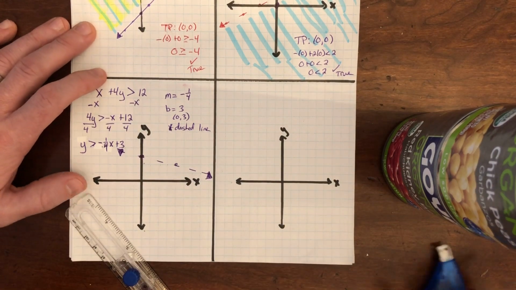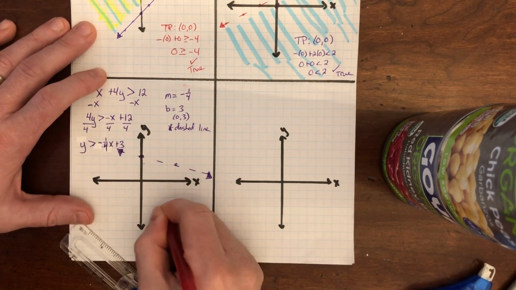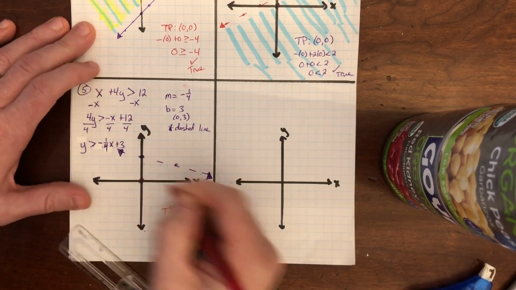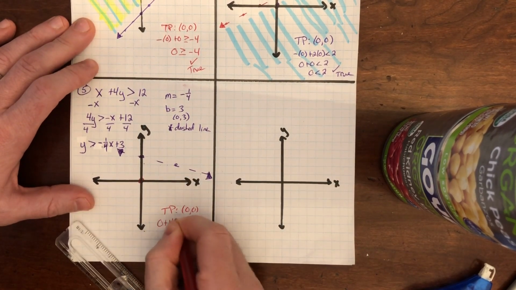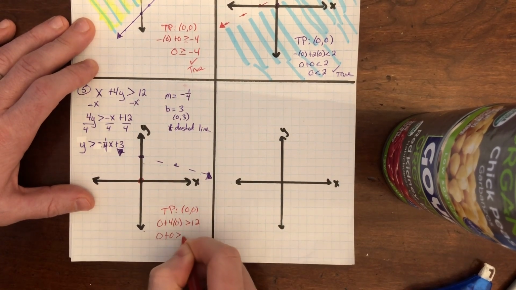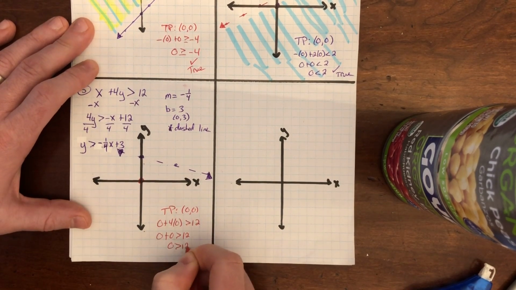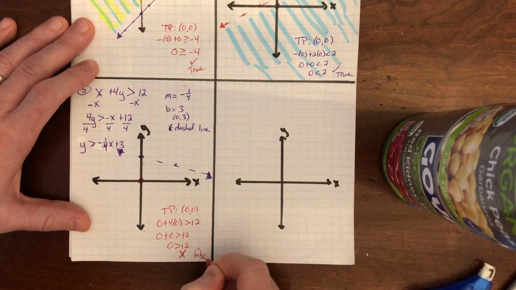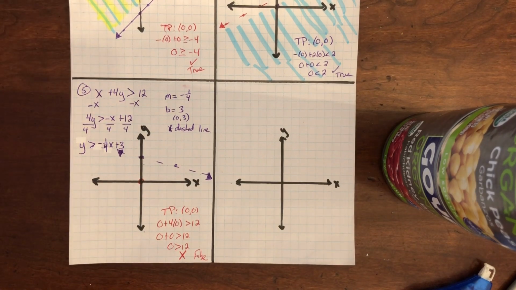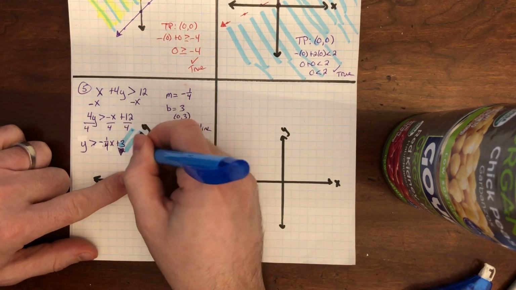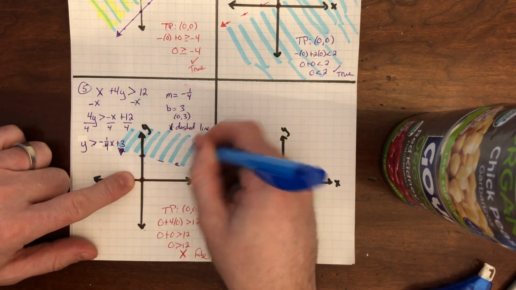All right, so now once again, what we need to do is pick our test point, which is 0, 0. Now we'd say 0 plus 4 times 0 is greater than 12. Is 0 greater than 12? No, this is not true. Or we can also say it is false. So we're going to shade the opposite region. This point's below, so we're really going to shade everything above our line.